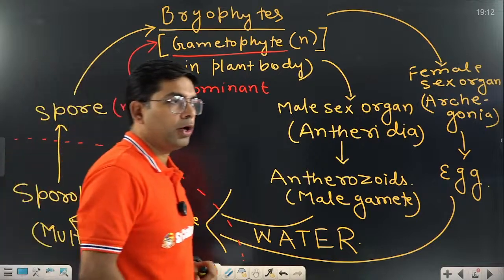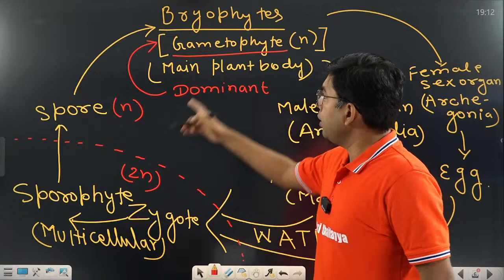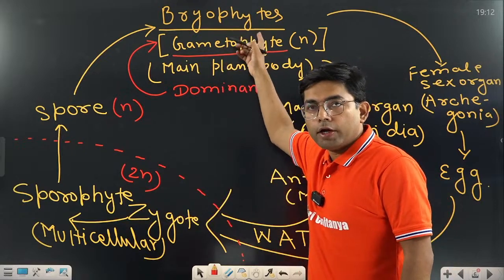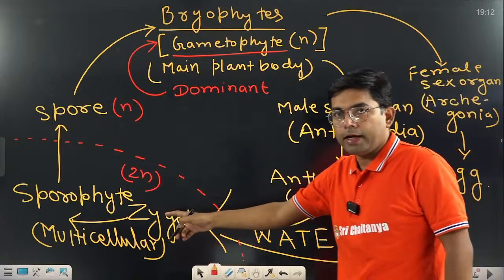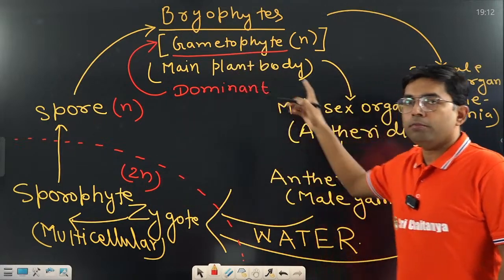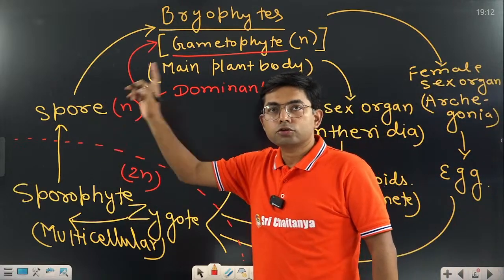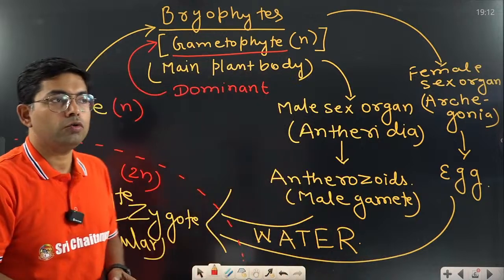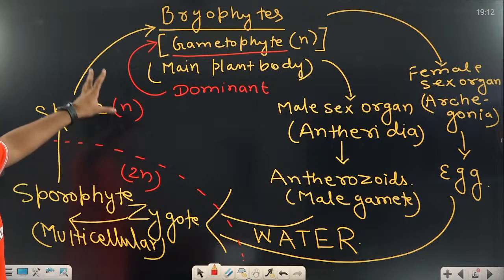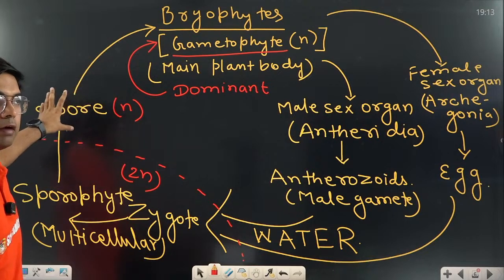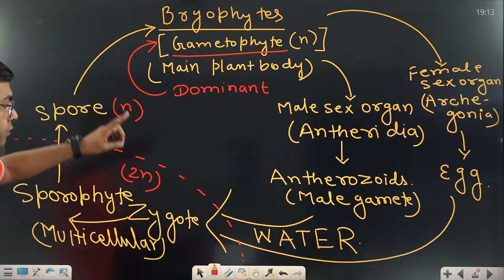Now a few more points, note them down. The gametophyte is always haploid, and the sporophyte is always diploid. The gametophyte forms gametes and the sporophyte forms spores. Keep this in mind. You can take a screenshot of it and read it several times.